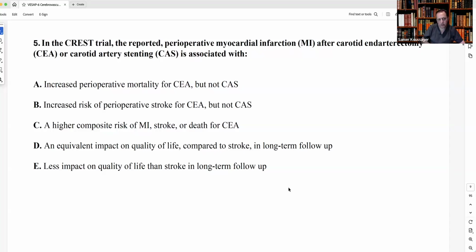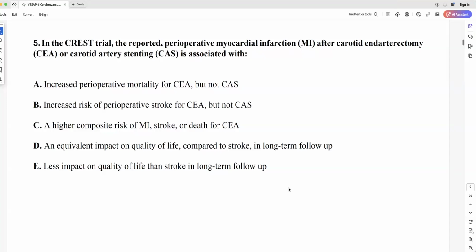Let's say now the last one. The last one: less impact on quality of life than stroke in long-term follow-up.